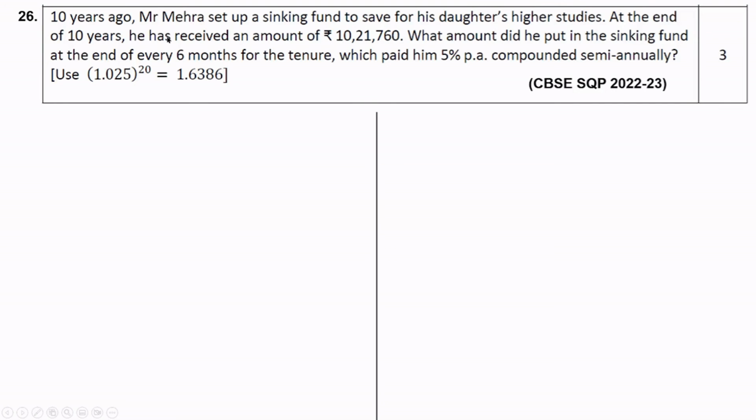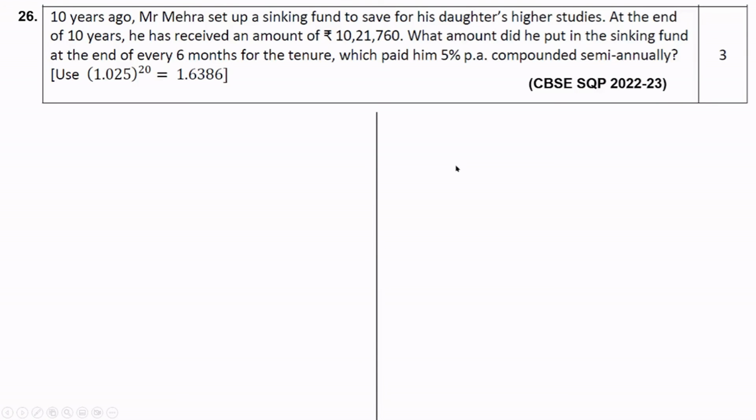Moving on, 10 years ago, Mr. Mehra set up a sinking fund to save for his daughter's higher studies. At the end of 10 years, he has received an amount of rupees 10,21,760. What amount did he put in the sinking fund at the end of every 6 months for the tenure, which paid him 5% per annum compounded semi-annually?